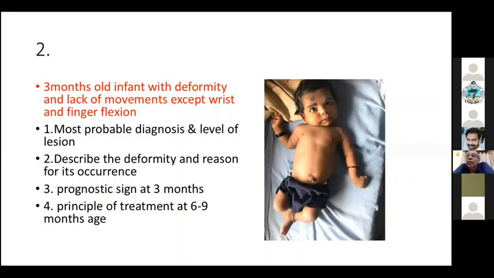One more thing, what is the shoulder at risk sign in brachial plexus palsy? Do you know anything regarding that? A common complication that occurs to the shoulder. One of you tell. Posterior dislocation of shoulder. Posterior dislocation. So what are the features of posterior dislocation of the shoulder in small children?